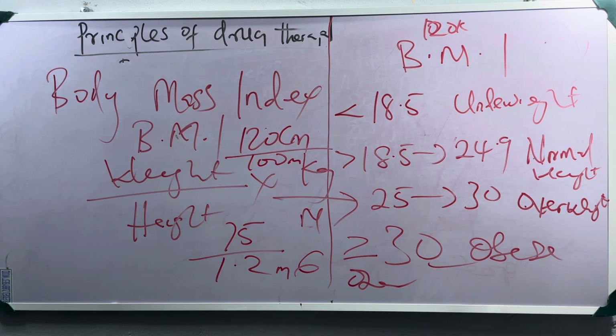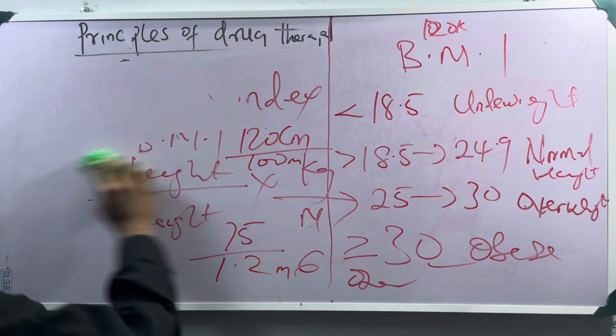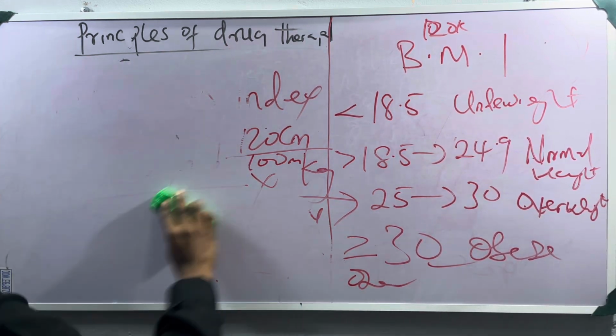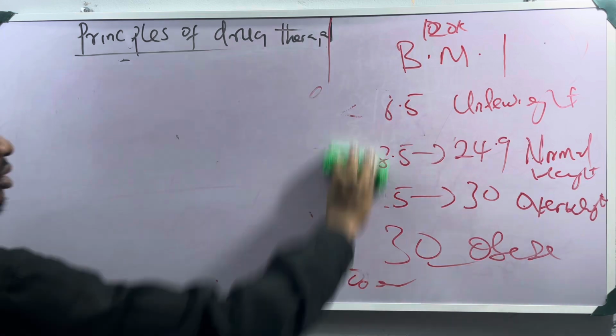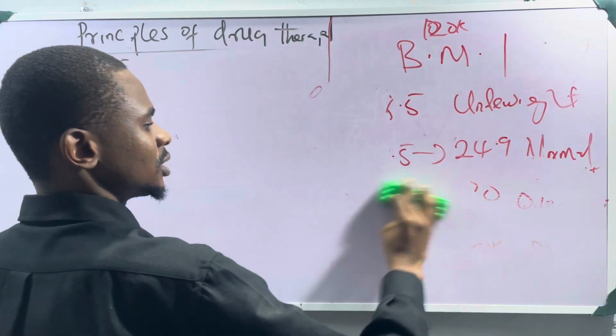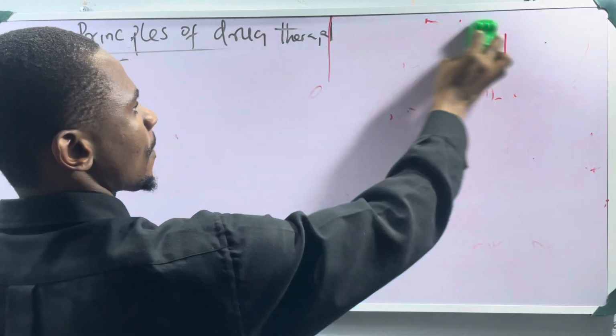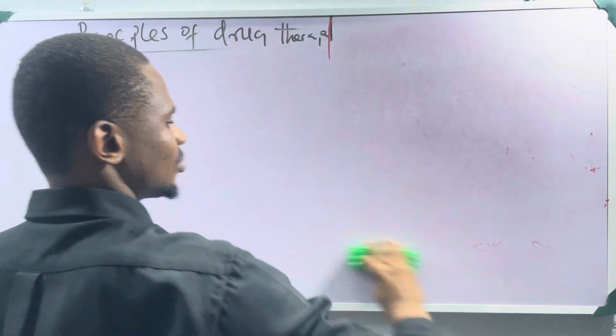So that's that for the vital signs and pharmacokinetics and what have you. So we'll just go to the next one, which is routes of drug administration.